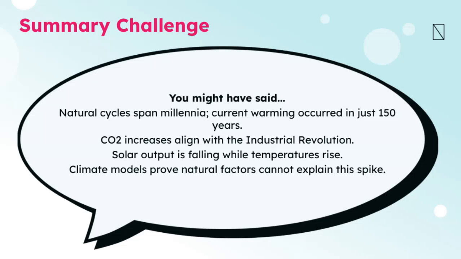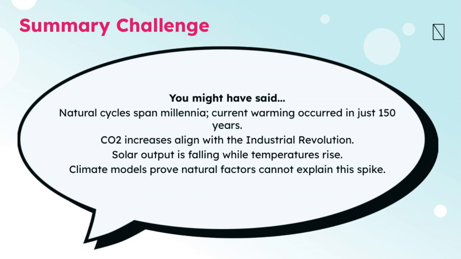You might have said that natural cycles span millennia, while current warming has happened in around 150 years. That is a strong point. You might also have said that carbon dioxide increases align with the Industrial Revolution. That is also important. You might have said that solar output is falling while temperatures rise. That weakens the argument that the sun is responsible for modern warming. You might also have said that climate models show natural factors cannot explain the current spike.